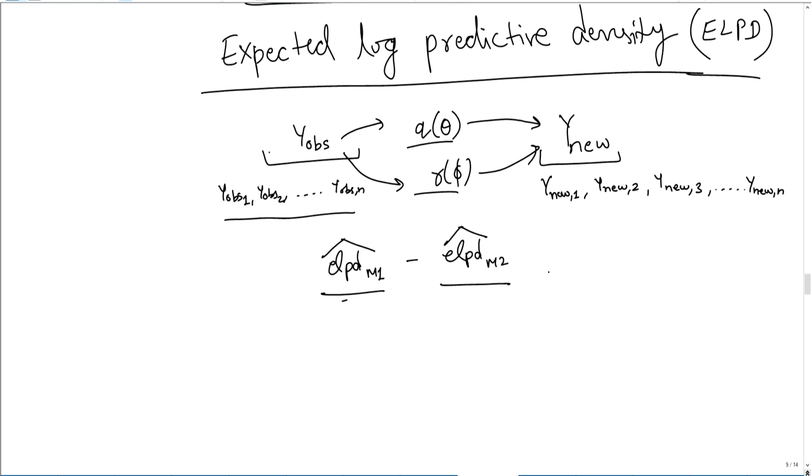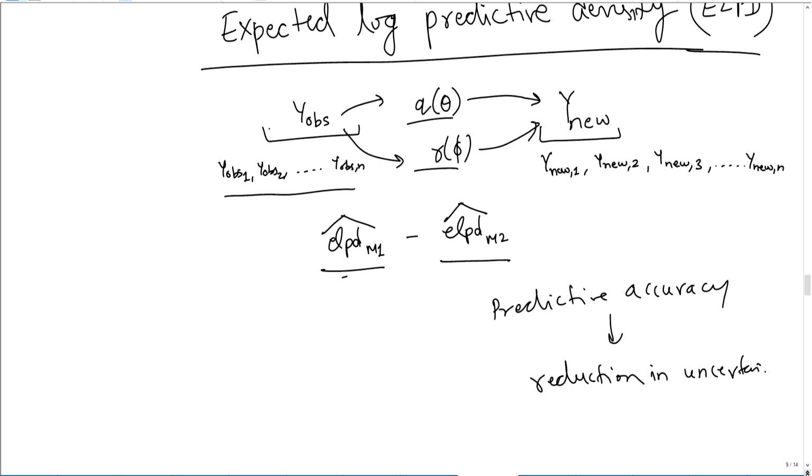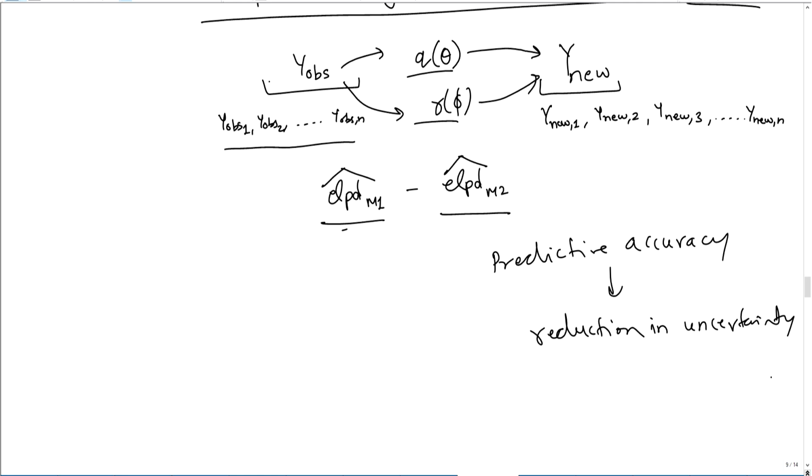Now, the perspective that we took in the previous lecture was that predictive accuracy is actually reduction in uncertainty. And what it would mean for our case here is how much uncertainty is reduced by learning information from this future data.